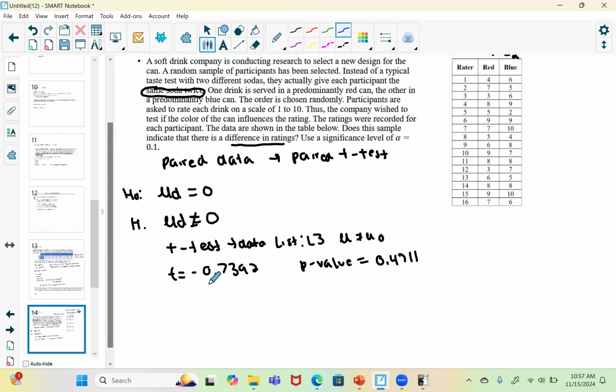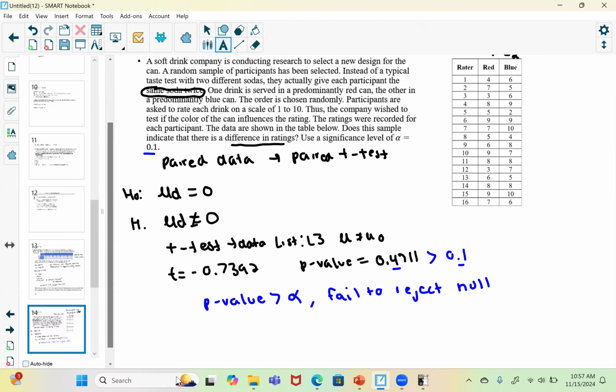And so again, we compare our p-value to alpha, and our p-value, if we compare it to 0.1, is definitely greater than alpha, okay, because 4 is definitely greater than 1. And so we fail to reject the null. And then we're going to write our conclusion. And this one's a little bit easier than last one because they gave me information.